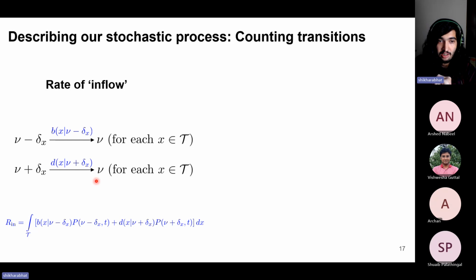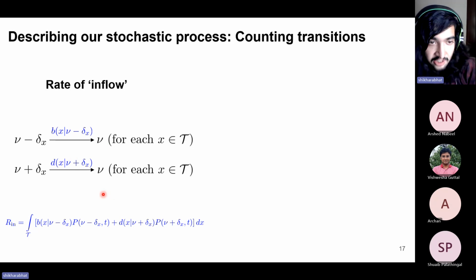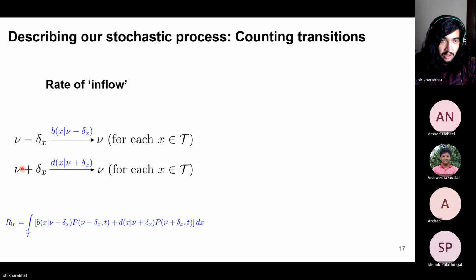For example, one might assume that some of these transitions are just not possible at all. If there is no individual at trait value x, we would want d of x given nu plus delta x to be 0. But I will assume that these functional forms capture all of these little nuances. I don't need to do it here. And so I will integrate over x to get all possible rates. And this gives me the total rate of inflow into nu.